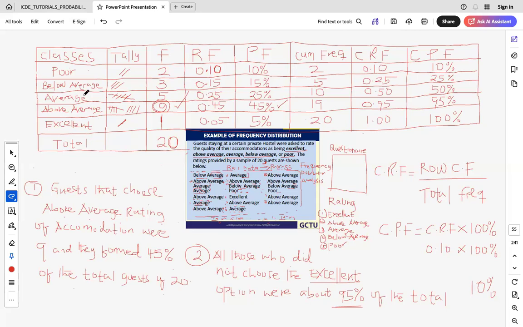When I come to the table, all those who did not choose the excellent option means poor, below average, average, above average. That's 4. 1, 2, 3, 4. They did not choose excellent. How did I get the 95? I went straight to the CRF. Look at the CRF. Cumulative means you are adding up. The CRF, if you get here, above average, from poor to above average, we had 0.95. When you look at the CPF, it is 95%.